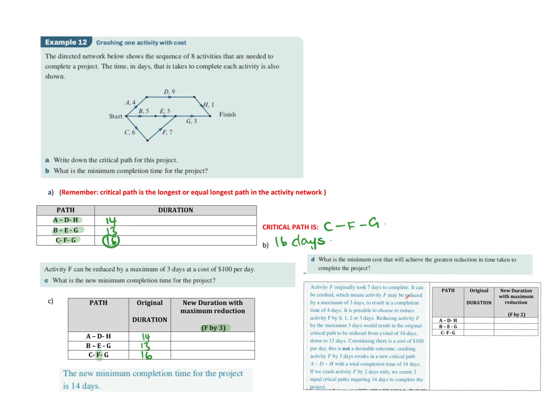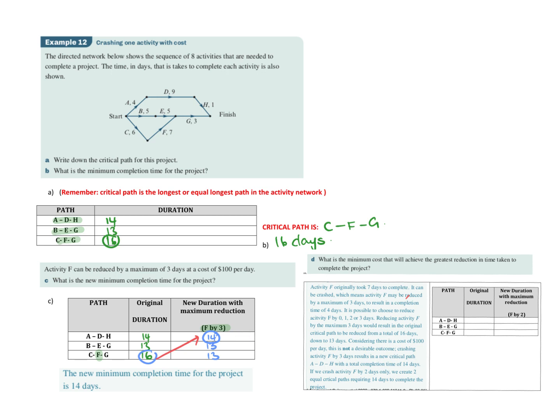So then the new duration would be, this one would still be 14, this one would be 13, and this one would be 13. So the new completion time is 14. So what did we need to do to get 16 to 14? We would have had to take away 2. So we can see that we'd have to minus 2.